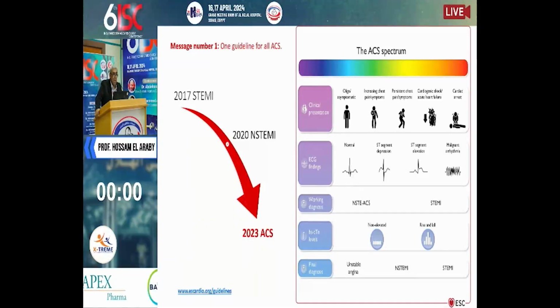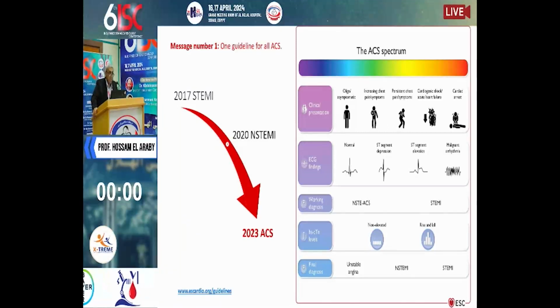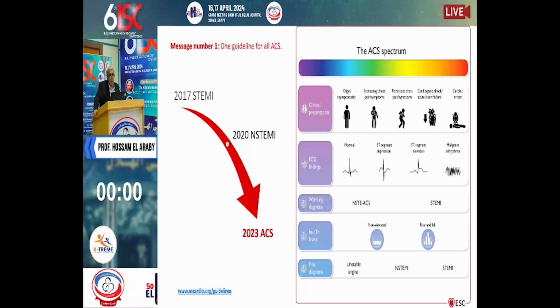The guidelines before this had separate guidelines for STEMI, non-ST elevation MI, and unstable angina. But actually this is a disease sharing the same pathophysiology, the same clinical presentation that varies from asymptomatic chest pain that is mild or severe agonizing chest pain, up to cardiogenic shock and acute heart failure, and even a presentation with cardiac death. The investigations with ECG and lab work can differentiate this syndrome into different etiologies: unstable angina, non-ST elevation MI, and ST elevation MI.